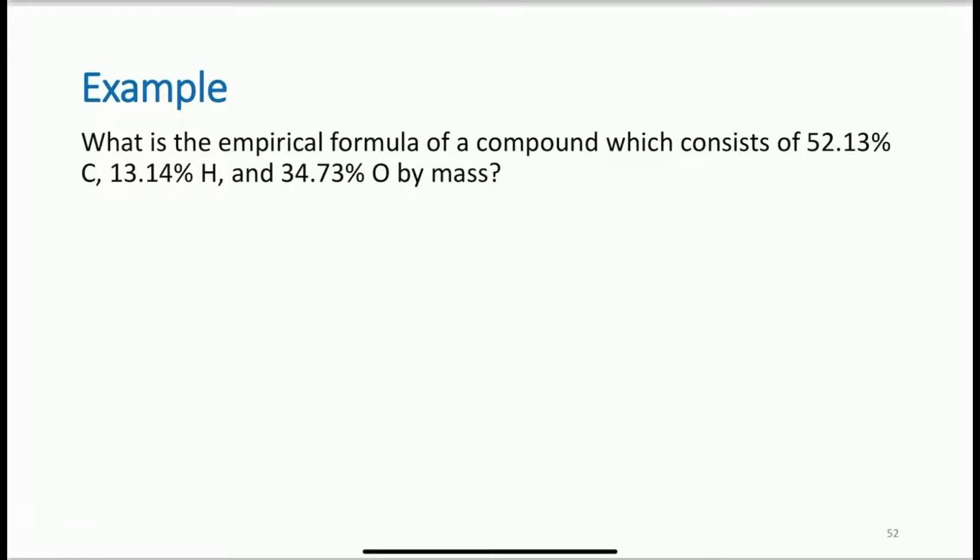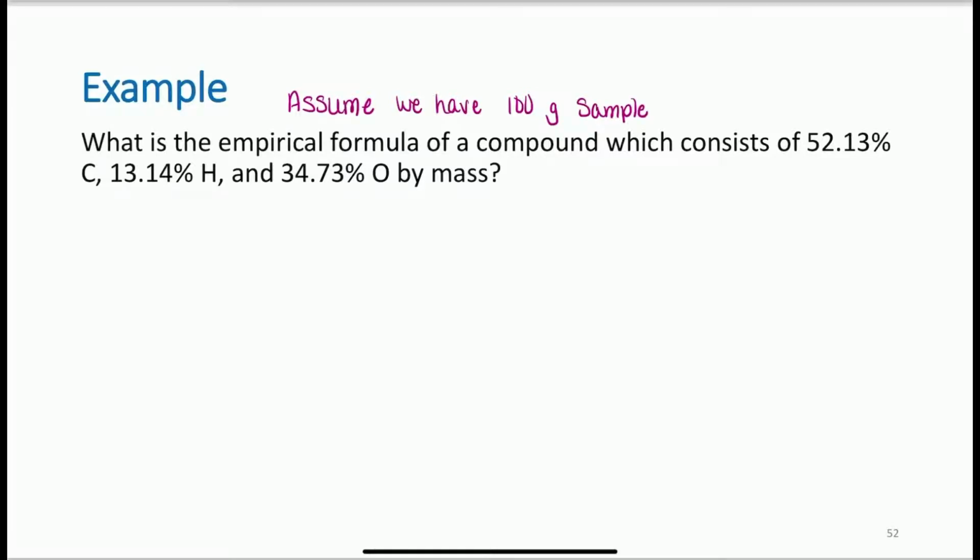What is the empirical formula of a compound that consists of 52.13% carbon, 13.14% hydrogen, and 34.73% oxygen by mass? How do I know it contains this? Because I've done some kind of experiment that led me to determining how much carbon, hydrogen, and oxygen I had in the overall mixture. If you look at this, 52.13 plus 13.14 plus 34.73 equals up to 100%. When that happens, what I want you to do is assume. I know we never say assume. In this case, you're going to assume that we have a 100-gram sample.